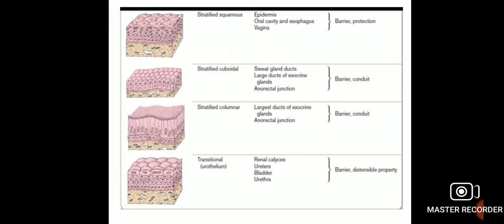Stratified squamous epithelium, barrier and protection. Wherever in the body barrier and protection is needed, there will be stratified squamous epithelium. Stratified cuboidal epithelium, again it's a barrier. Stratified columnar and transitional epithelium is also known as urothelium. Okay, this is all about today's lecture.